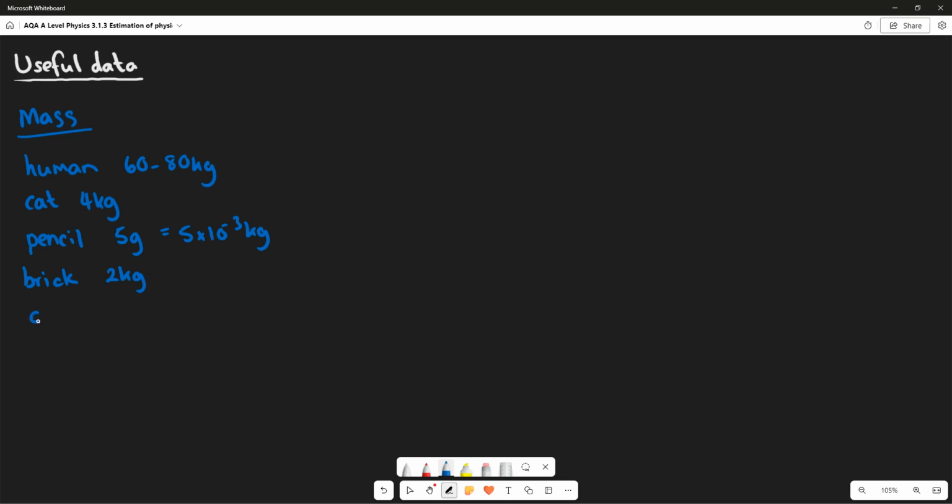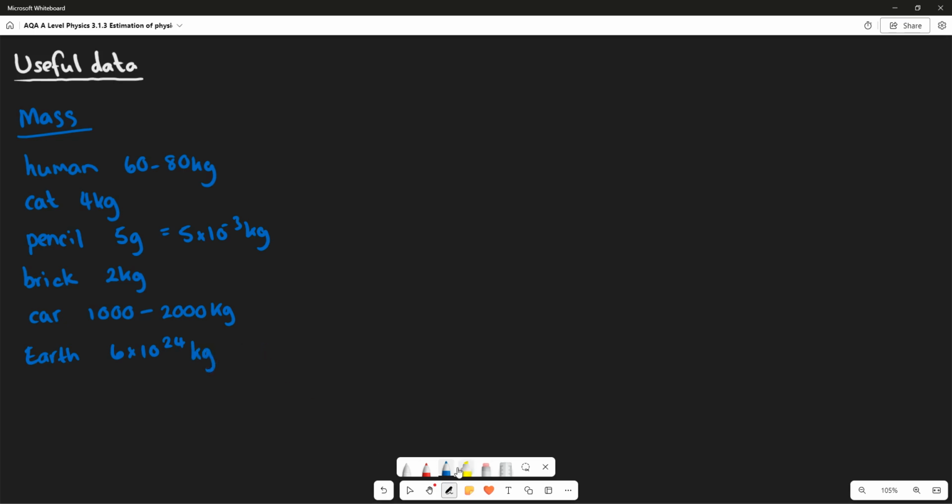We've talked about cars already. There are a couple of thousand kilograms. Small cars are about 1,000, and larger vehicles tend to be 2,000 kilograms. The Earth, our planet, is approximately 6 times 10 to the power of 24 kilograms.